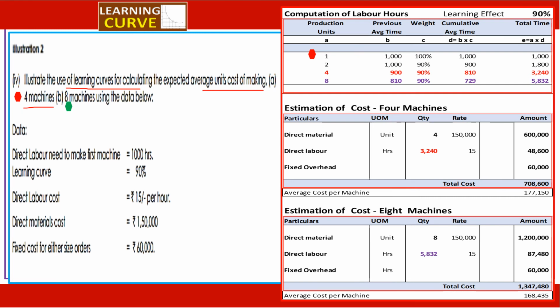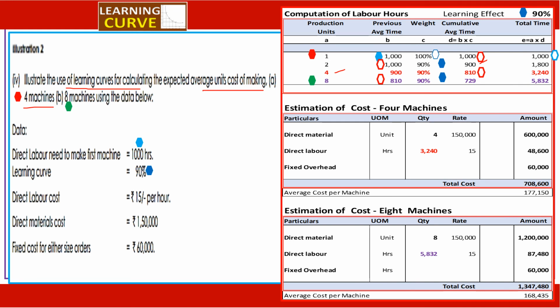And for 4 and 8, we start with 1, 2, 4 and 8. Direct labor needed to make the first machine is 1000 hours. First machine will be at 100% and learning curve is 90. Second machine, it will be 1000 into 90%, 900. 4 units, we double 1, 2, 4, 8. 900 into 90%, 810. 8 units, it is 810 into 90%, 729.